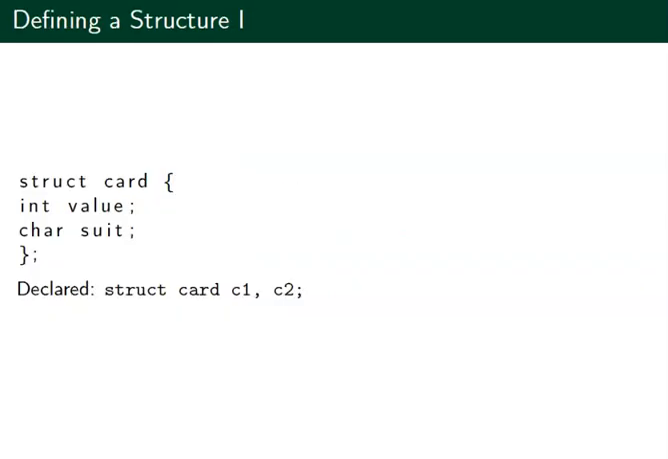We have two main ways to define a structure in C. This is the first way, and in this case we use the keyword struct, followed by the name of the structure that you're defining and then the collection of variables. So let's take this and play with it in our IDE.